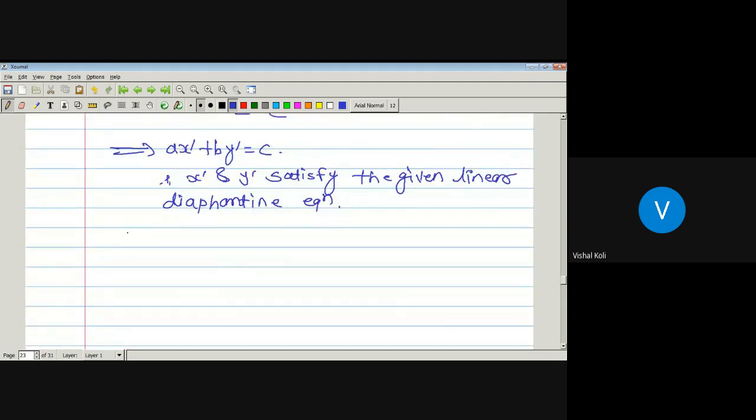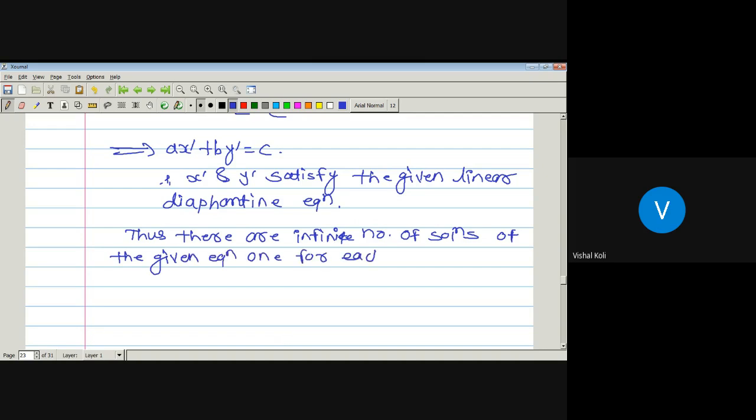So it can be written as, thus there are infinite number of solutions of the given equation, one for each value of t. Okay, and hence the proof.